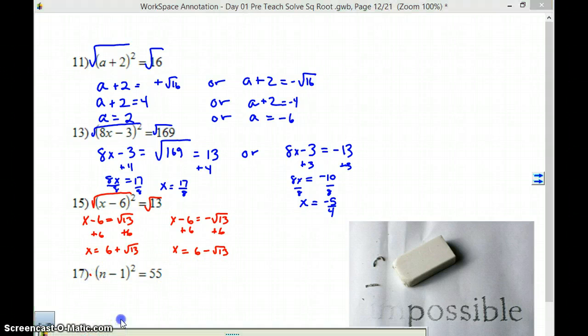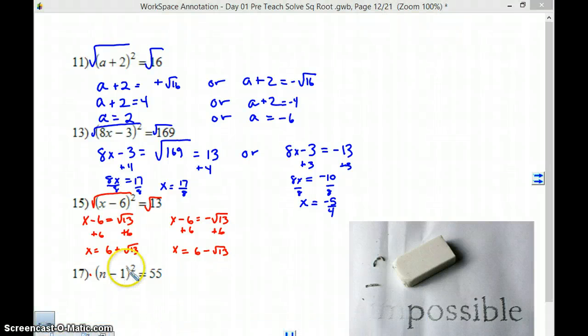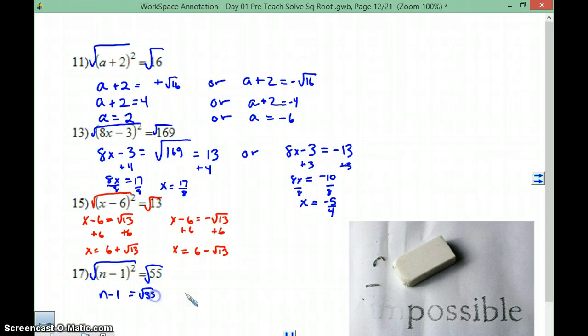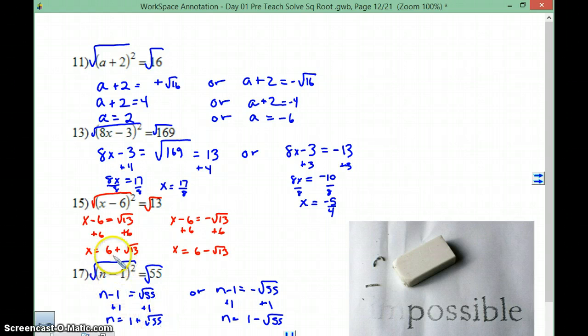Let's try this one. Square root of both sides, n minus 1 equals root 55, or n minus 1 equals negative root 55. Add 1 to both sides, n equals 1 plus root 55, or n equals 1 minus root 55. Are you seeing the pattern here? Up here we had 6 plus root 13, 6 minus root 13. See the pattern?